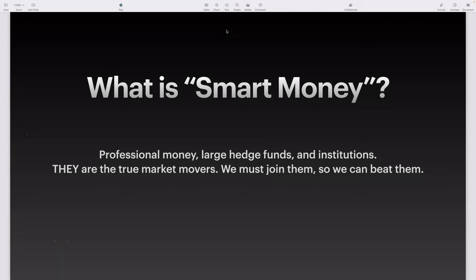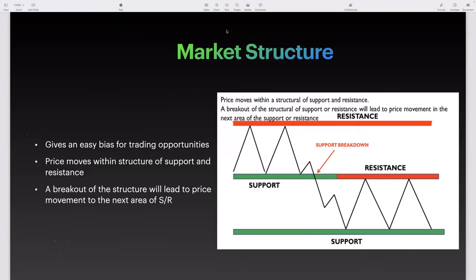So yeah, they move the market. Okay, so we don't say, if you can't beat them, join them. No, okay? We know that we need to join them so that we can beat them, because these banks, they run everything. The money runs everything.